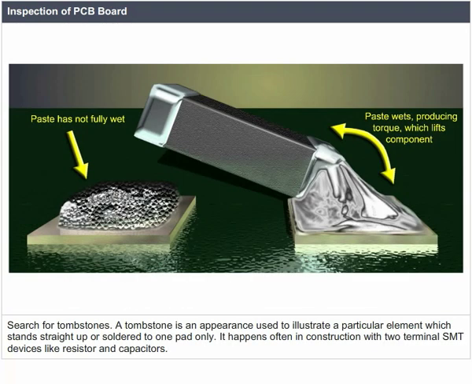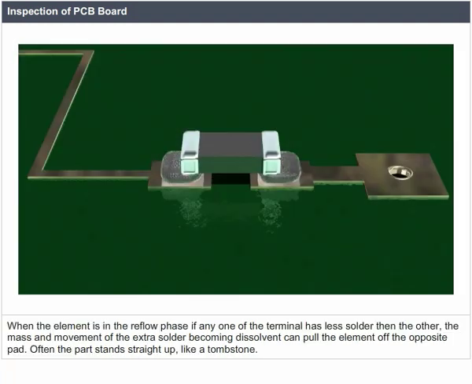Search for tombstones. A tombstone is an appearance used to illustrate a particular element which stands straight up or is soldered to one pad only. It happens often in construction with two-terminal SMT devices like resistors and capacitors. When the element is in the reflow phase, if any one of the terminals has less solder than the other, the mass and movement of the extra solder becoming molten can pull the element off the opposite pad. Often the part stands straight up, like a tombstone.